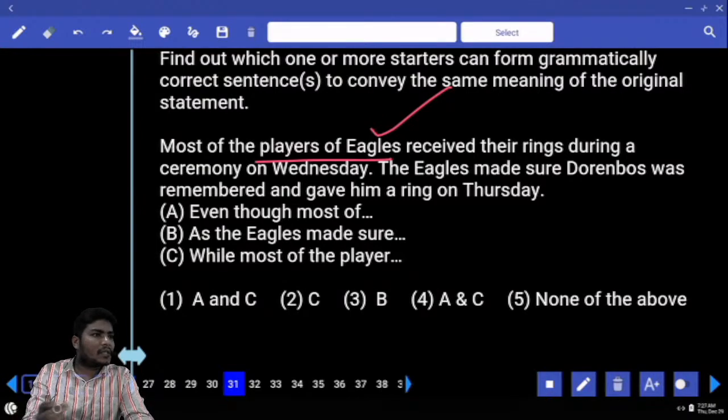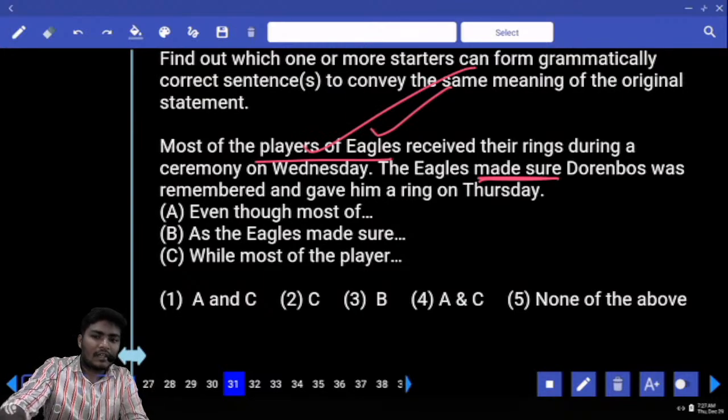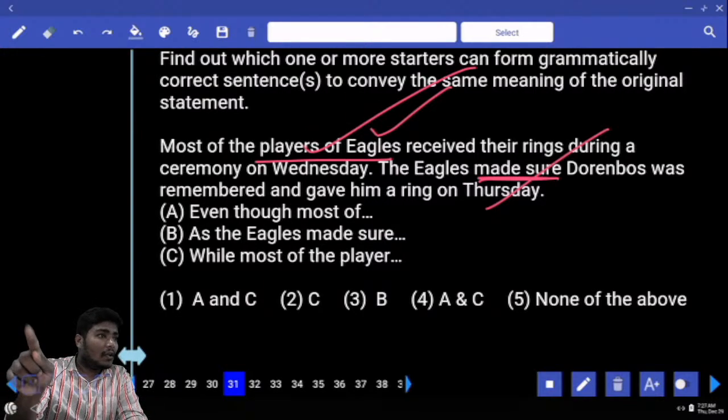They might have won the match and they got some rings. The Eagles made sure Dorenbos was remembered and gave him a ring on Thursday. One of the fellows did not get the ring, so they made sure this fellow also got the ring on the next day. They got rings on Wednesday, but still one fellow did not get it. They made sure this fellow would not be forgotten and should get a ring.